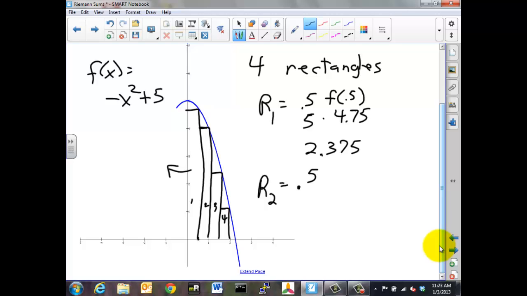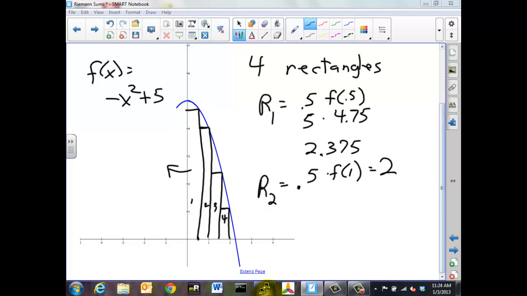It's 0.5, right? What's the function value for rectangle 2? f of 1. It's really important that you can see that that's f of 1. Do you understand why it's f of 1? It's not 0.5. 0.5 is how wide. It's f of 1 because we came over here and that's where the line intersects the graph. So it's f of 1, and we've done that a couple of times now. We know that's 4, I think. 0.5 times 4, so we get 2 for that answer.